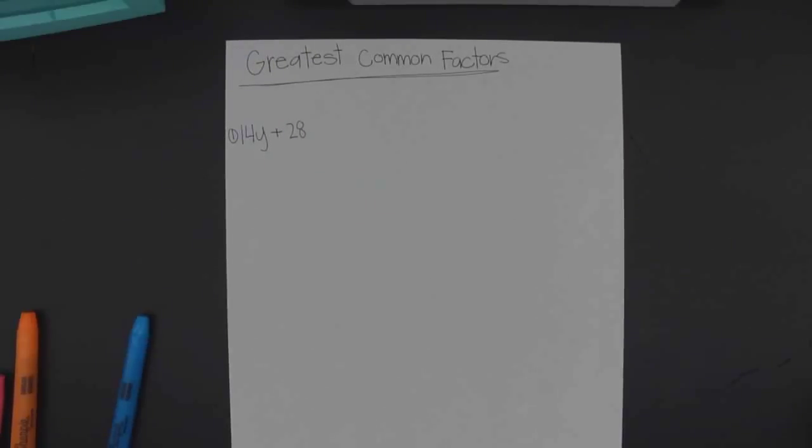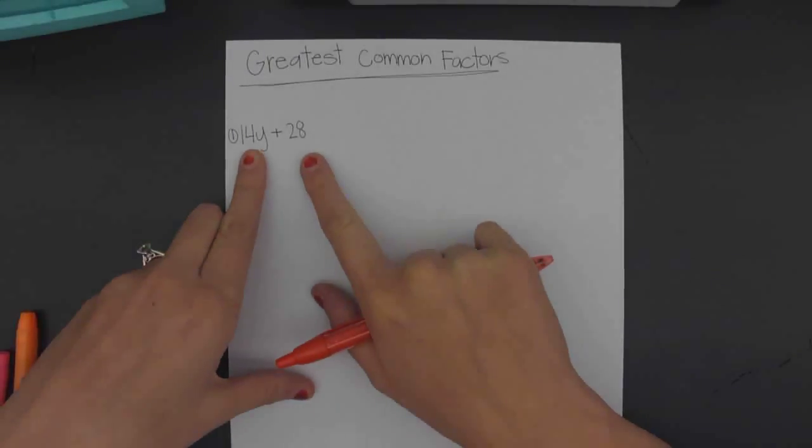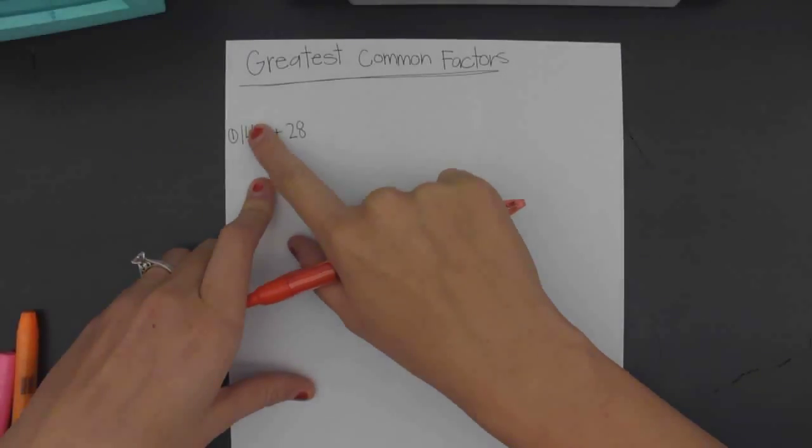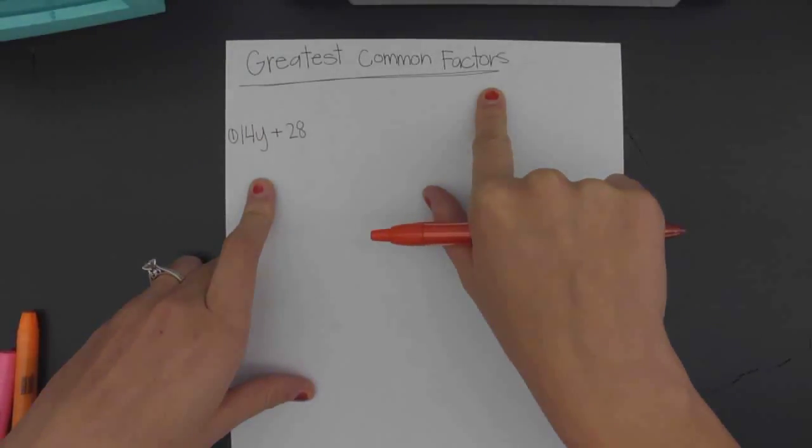Okay, in this video, we're going to talk about how to find the greatest common factor. The greatest common factor is the number that is the same in both numbers in your equation. So in this equation, I have 14y and 28. Those have something in common, and that is my greatest common factor.